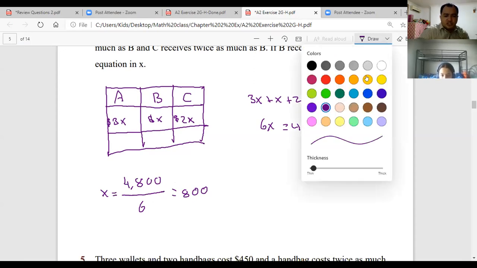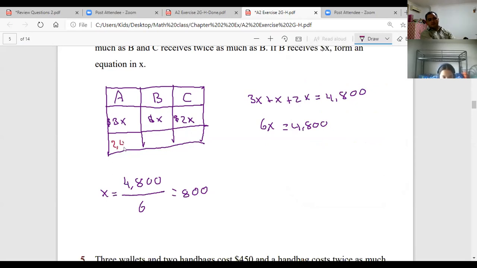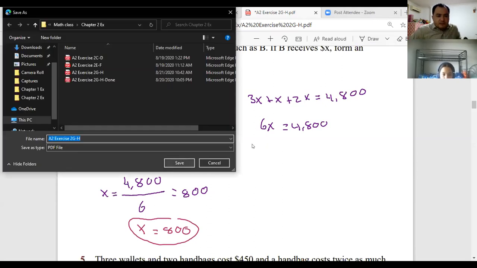Okay. So, Shahina, change your pen color. Under this 3x, can you write their shares now? Here, here, and here. Write their shares. So 8 times 3 is $2,400. Wow, that's a lot. How about B's share? $800. And that is 2x, that's 1600. So x is 800. Actually, if you solve these problems like this, I can see everything. Everything is clear here.